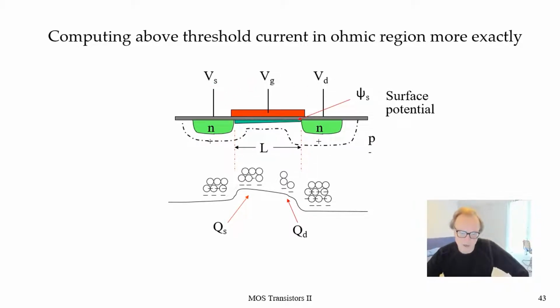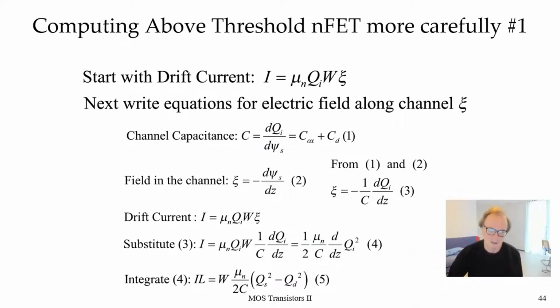So if we can compute the charge density, QS and QD, at the source and drain end of the channel, then we should be able to compute the current using the drift equation, if we can compute the electric field. So let's see how this calculation goes. This goes over 2 slides. So we start with the drift current equation, where the current is mu times the charge density times the width of the transistor times the electric field. So now we're going to write the equations for the electric field along the channel, this Greek E.